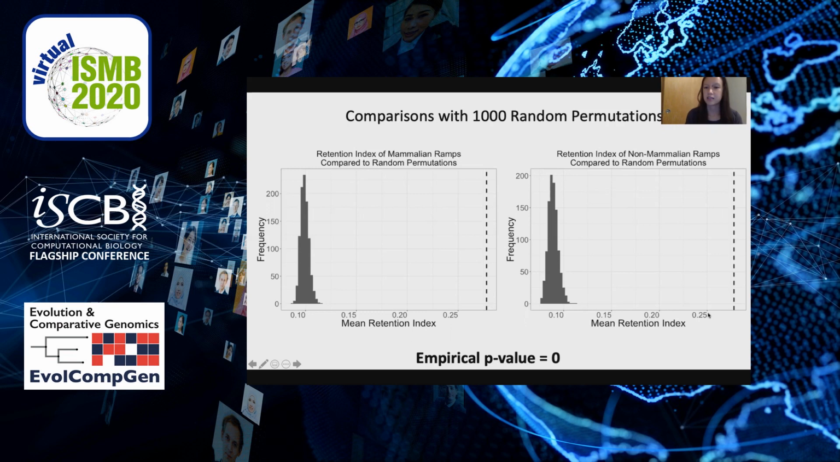And the same pattern can be seen in non-mammalian ramps. And this results in an empirical p-value of 0, showing that ramp sequences do contain phylogenetic information.